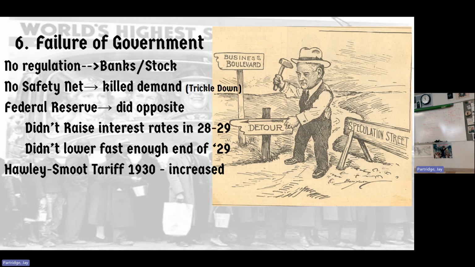And then they're raising the tariffs on goods from Britain, Japan, France, Germany. So what did they do in response? They raised their tariffs. And it started an international trade war.